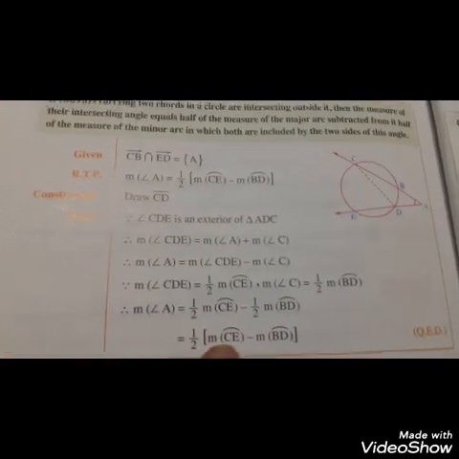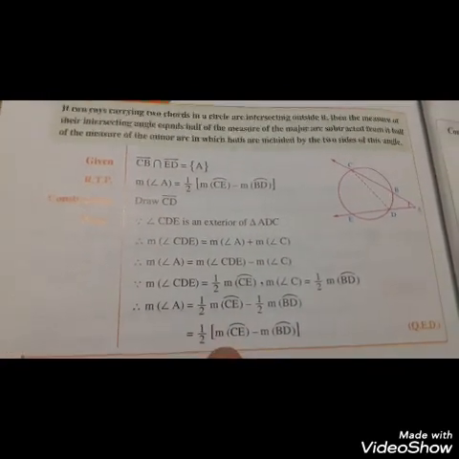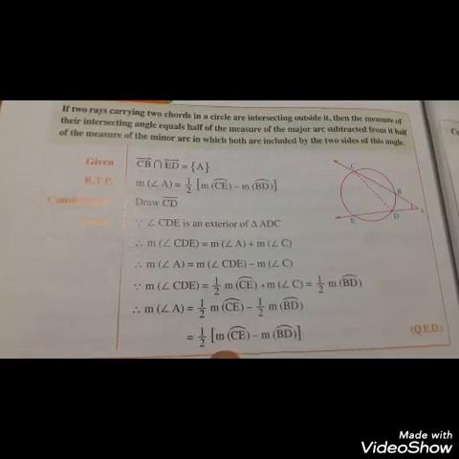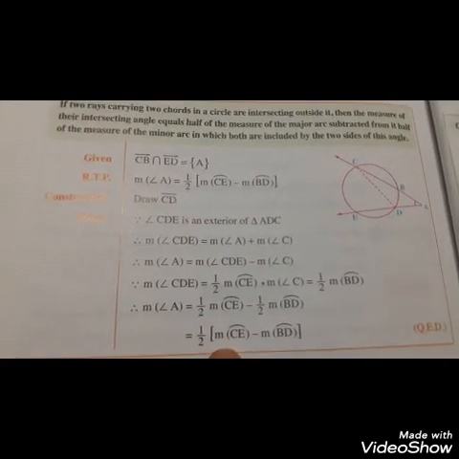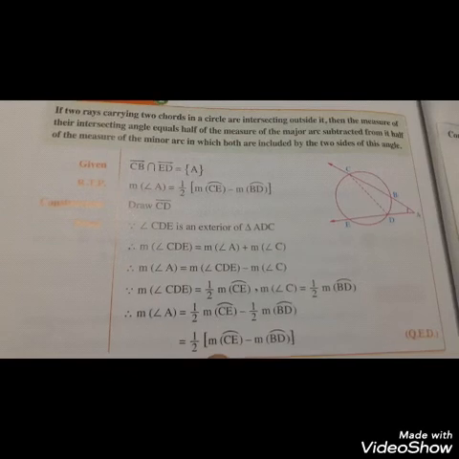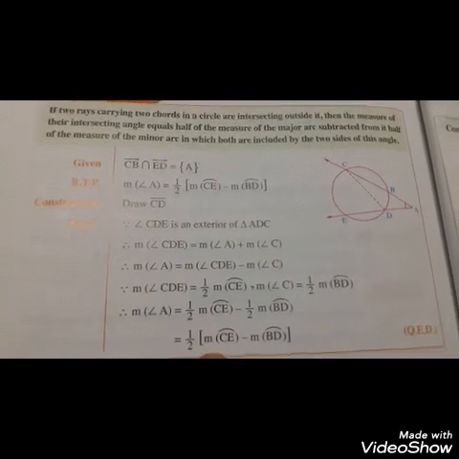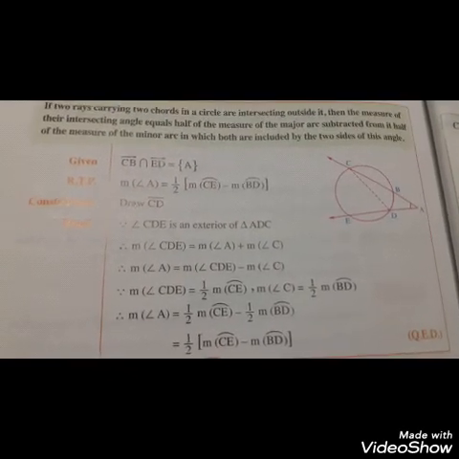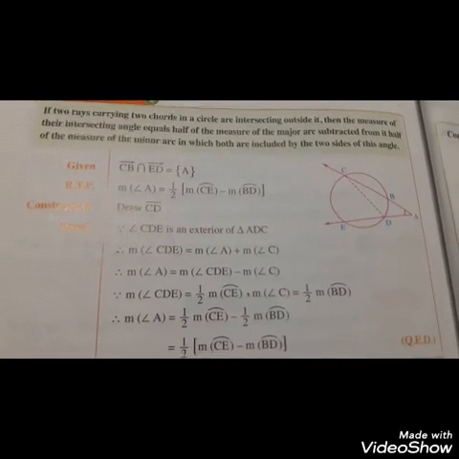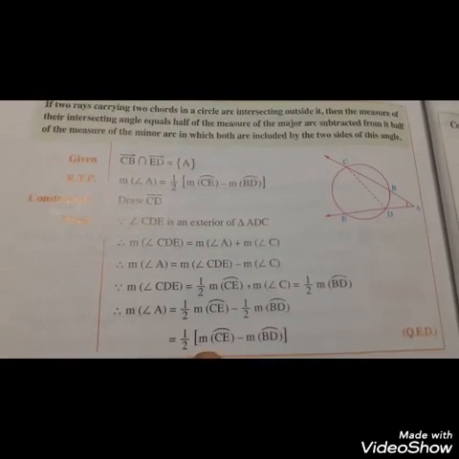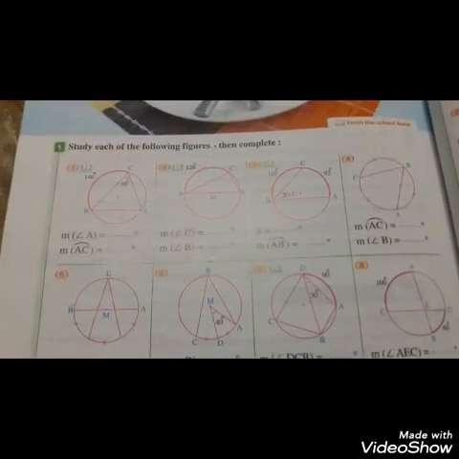Then this is the rule. The measure of the angle A equals half the measure of the arc CE minus the measure of the arc BD. And now we want to solve some exercises on these two well-known problems.